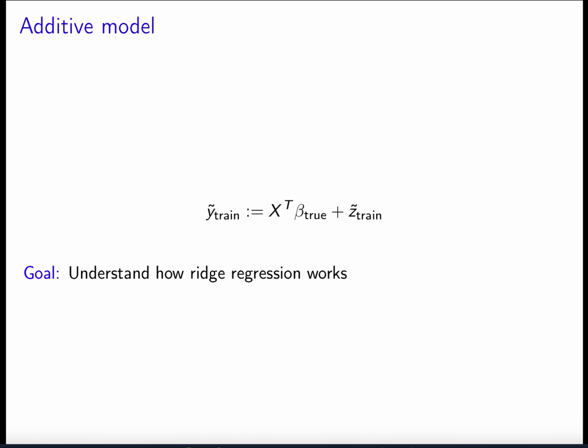Okay, so now we're going to try to understand a little bit what ridge regression actually does. In order to do that, we're going to go back to this additive model that we had, where the training data are basically modeled as a random vector with n entries. The entries are corrupted by IID Gaussian noise that we call Z-train, but otherwise, they do follow a linear model that depends on these true coefficients.